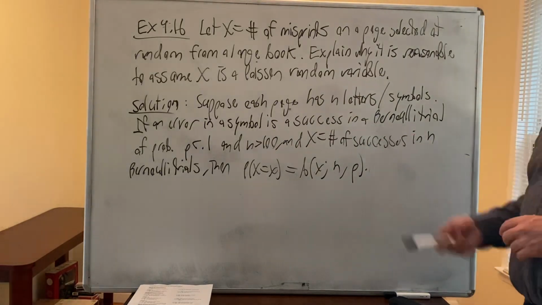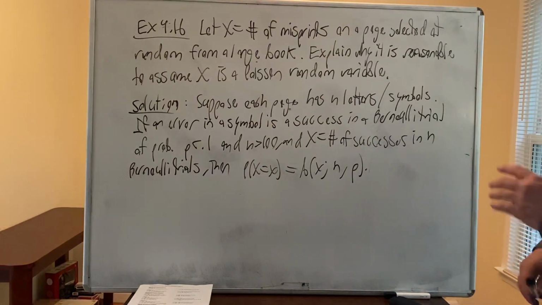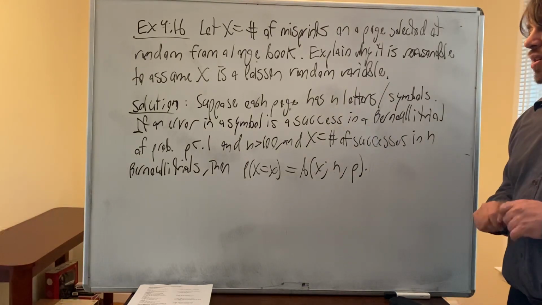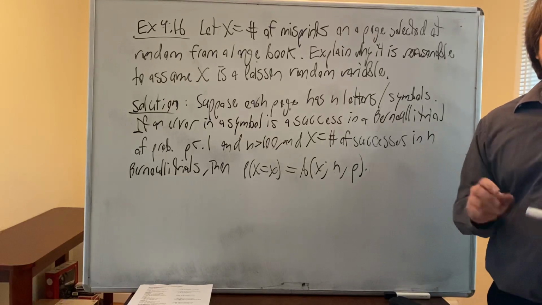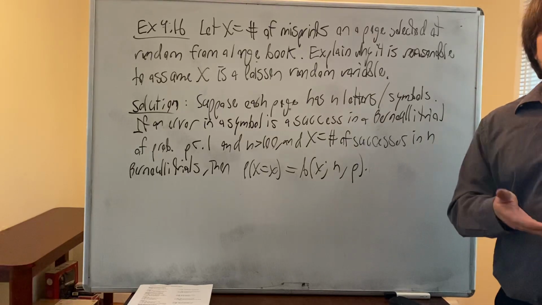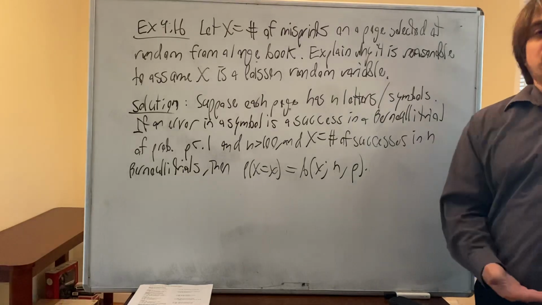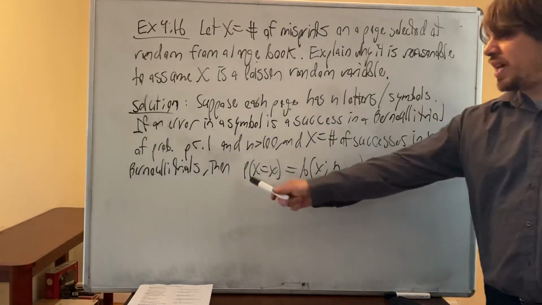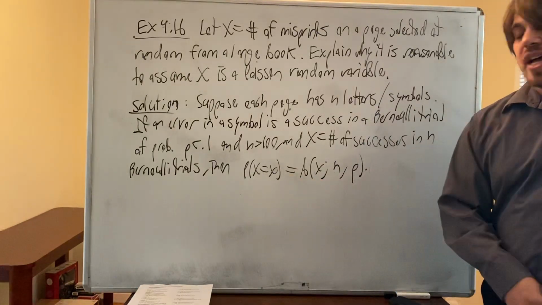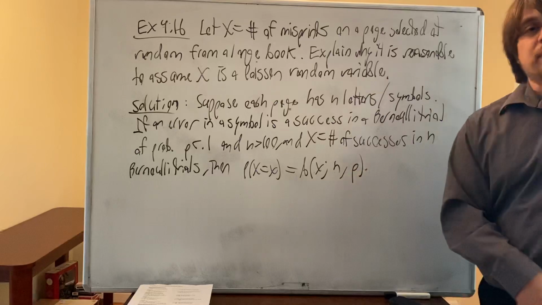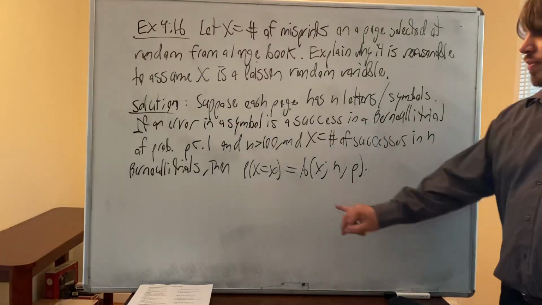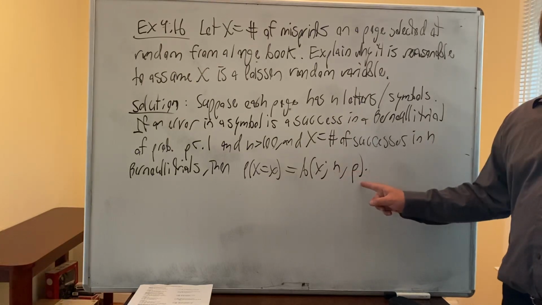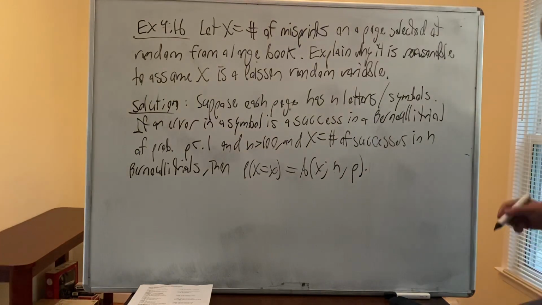Okay, and let X equal the number of successes in those n Bernoulli trials. So X is the number of errors in a page, right? Because each letter either was printed wrong or correctly. A success is when it's printed wrong, and so X is the number of errors on the page. Okay, then the probability that the number of errors on the page is some value little x is equal to the binomial probability, where little x is the number of errors, n is the number of letters on the page, and p is the probability of an error.